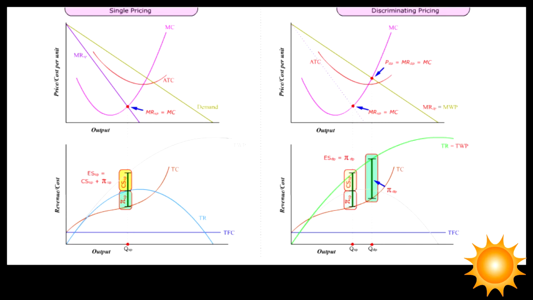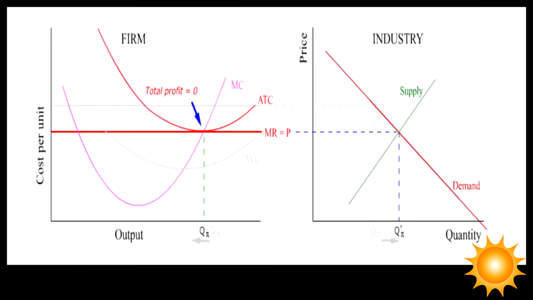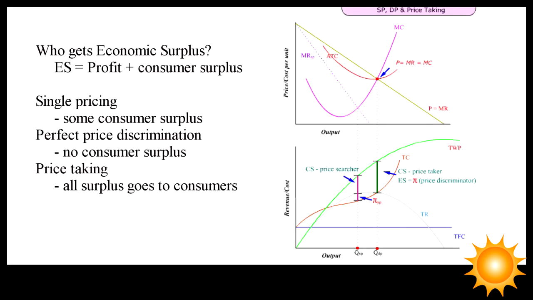Therefore, under discriminating pricing, higher economic profit and higher output level is achieved at the expense of consumer surplus compared with single pricing. If the only condition for simultaneously maximizing profit and economic surplus is P equal to MR when MR is equal to MC, price takers who must accept the market price as given also satisfy the condition of P equal to MR at the firm level, but unlimited entry will lead to zero profit. So the economic surplus generated by P equal to MC goes entirely to consumers.